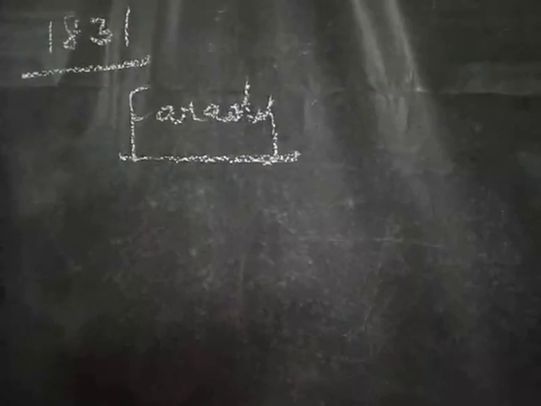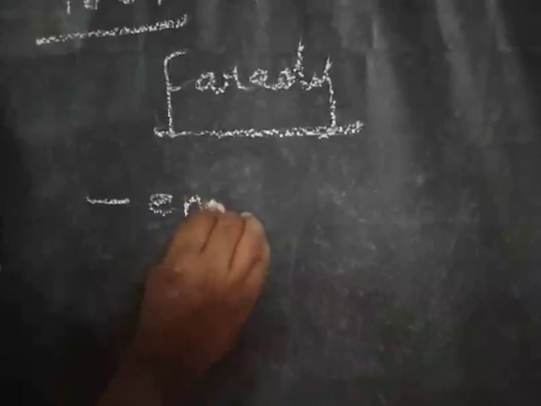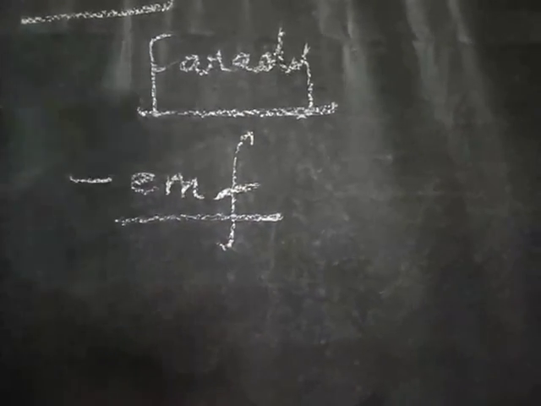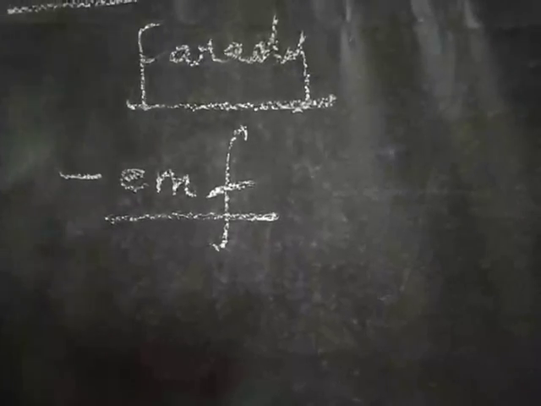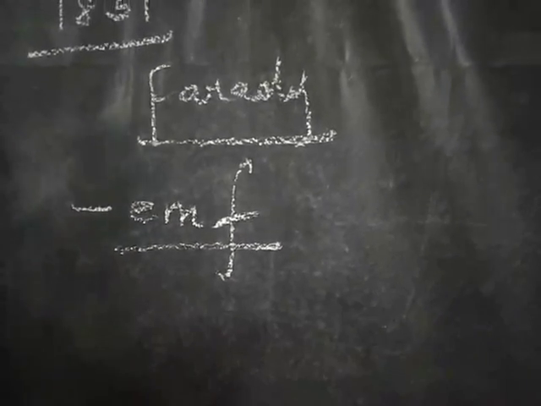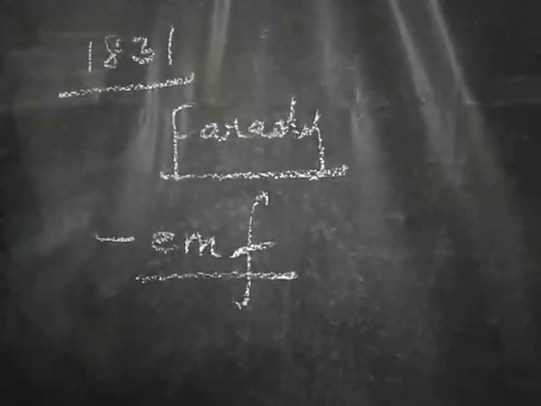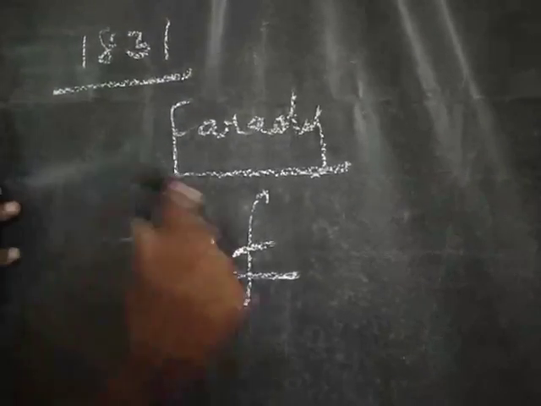If the magnetic flux is linked with the conductor, one type of force is created. That is called EMF. EMF is nothing but what, ma? Electromotive force. He demonstrated this electromotive force with the help of three experiments. What are they? First experiment.